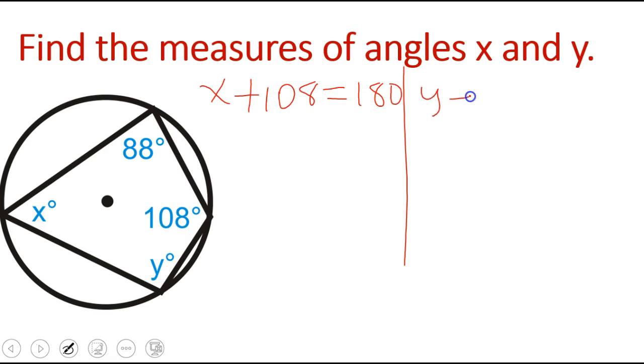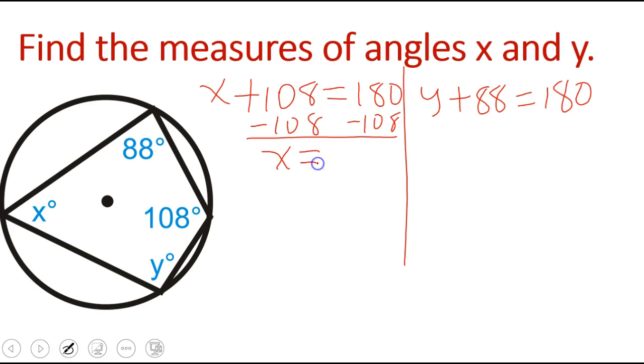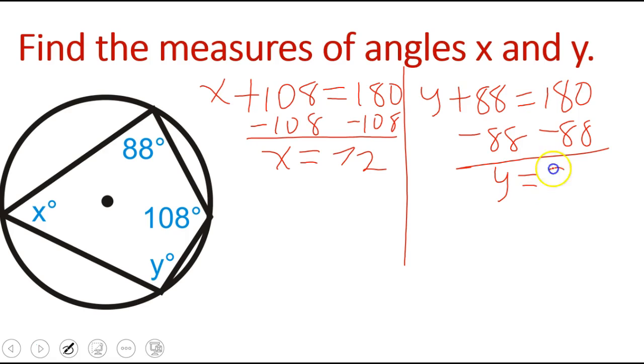The same thing, y plus what? 88 would also equal 180. And then you solve the equation and simplify it. So we subtract 108 from both sides and then we simplify. So x is going to equal 180 minus 108, which is 72. And here we subtract 88 from both sides also. So y is going to equal 92. Okay, and that's that one.